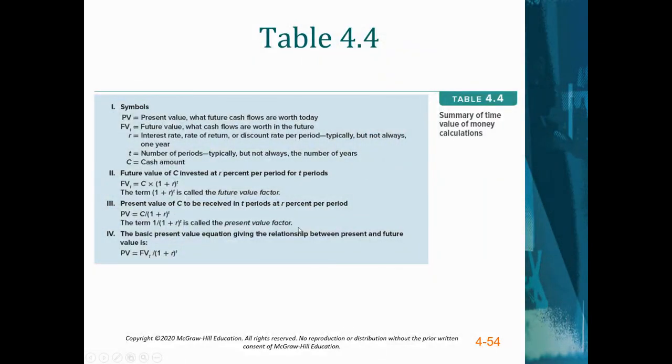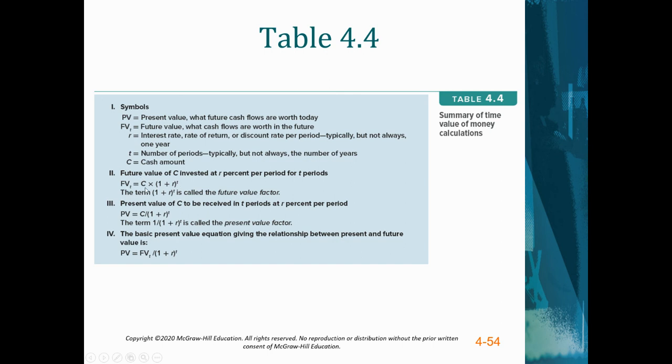Okay. So basically here is a summary. The present value is what future cash flows are worth today. The future value is what cash flows are worth in the future. The interest rate or the rate of return, the discount rate. Basically, we use these interchangeably depending on what we're doing or what the application is. T is the number of periods, usually in years, but it can be in months. And C is the cash amount.